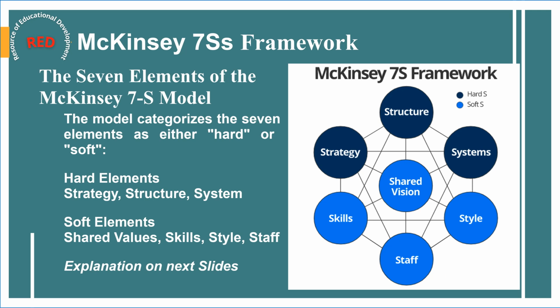The model recognizes 7 of these elements and considers them to be interlinked, therefore it's difficult to make significant progress in one area without making progress in other areas as well. Accordingly, to be successful, the organization should ensure that all these elements are aligned and reinforced. The model categorizes the 7 elements as either hard or soft. Hard elements: strategy, structure, systems. Soft elements: shared values, skills, style, staff.